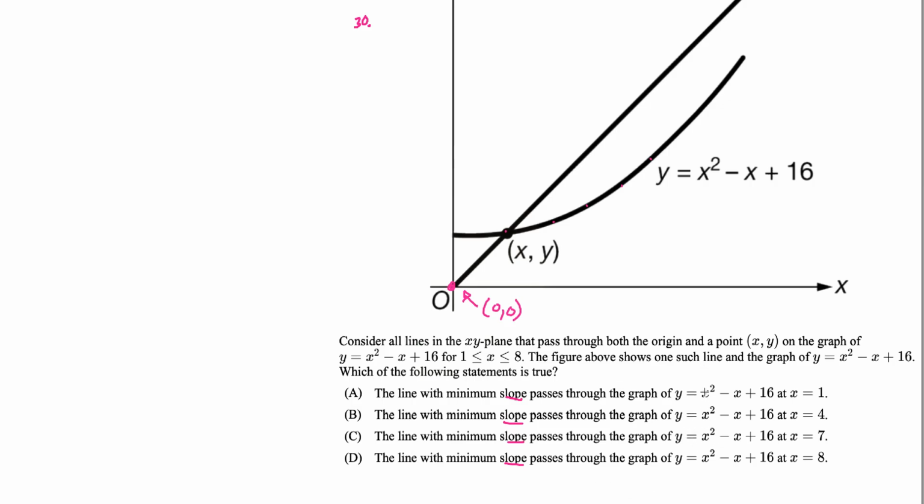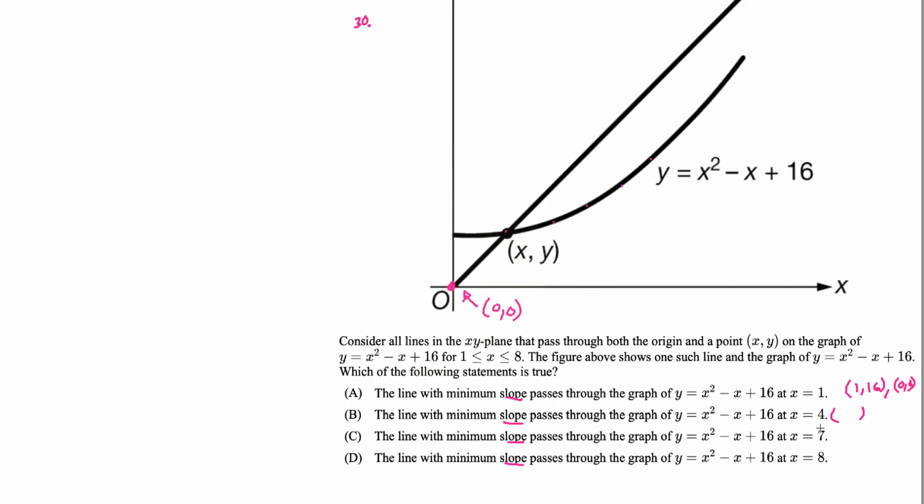So first, what is the minimum slope? When x is 1, what's the y value? The y value is 1 minus 1 is 0 plus 16, so the y value is 16. So it's 1 comma 16 and 0 comma 0. I want to find the slope between those two.